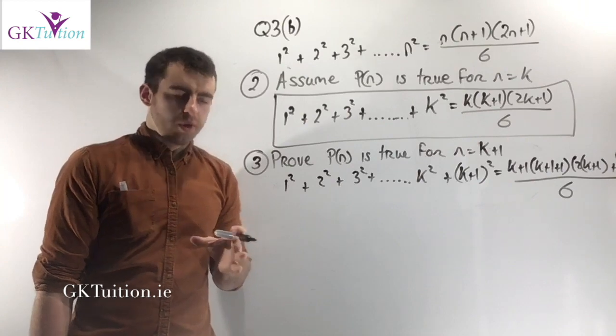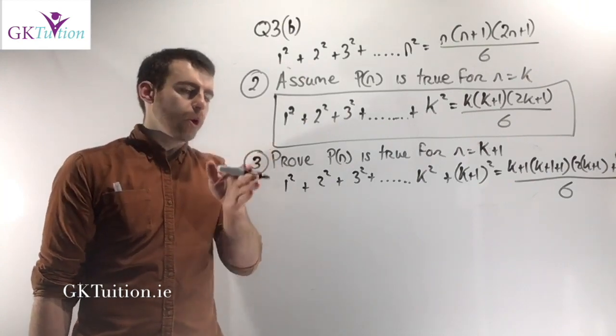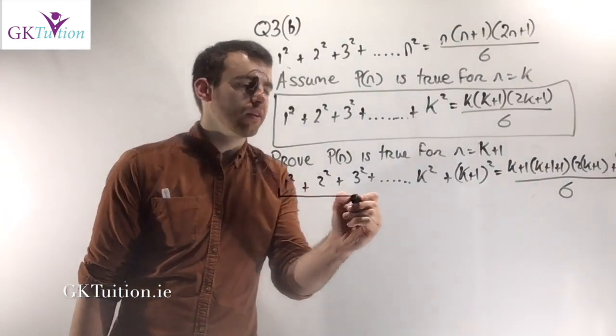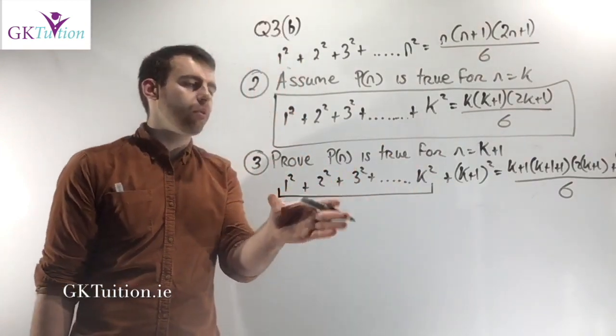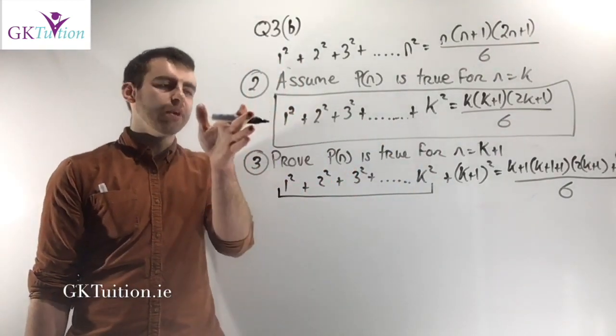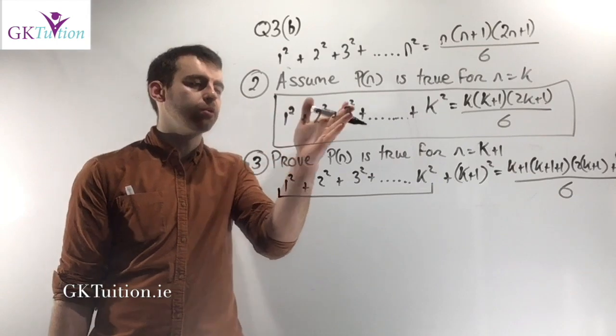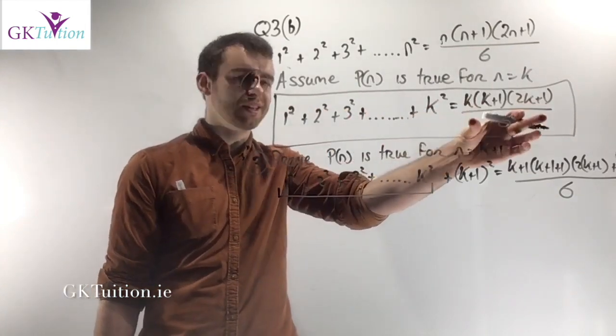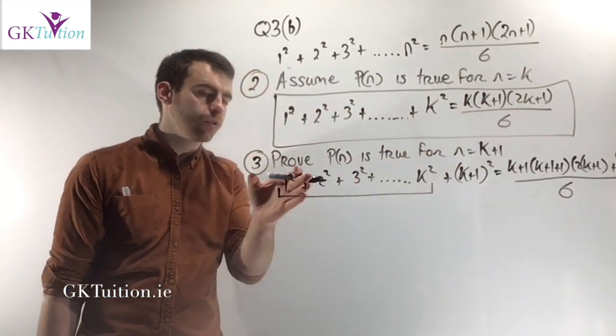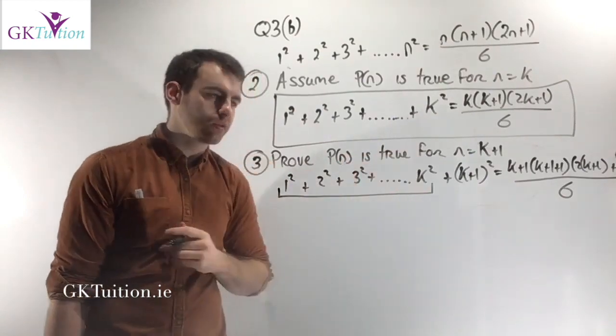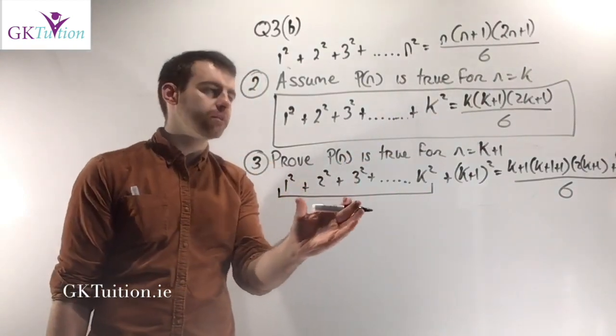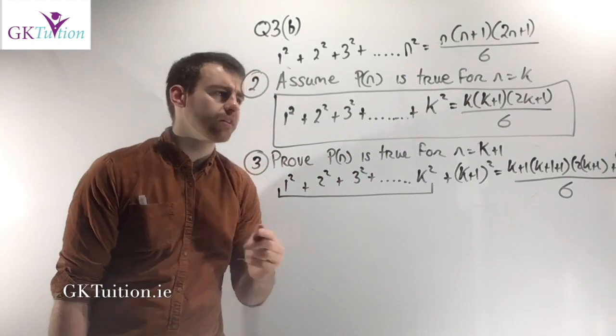Now, this is the important bit. I purposely rewrote the left-hand side of my assumption. I purposely rewrote it exactly as it was. Because from my assumption, I know that 1 squared plus 2 squared plus 3 squared, the whole way up to k squared, is equal to this. I have 1 squared plus 2 squared plus 3 squared, the whole way up to k squared. So instead of what I've underlined, I can sub in the right-hand side of my assumption.